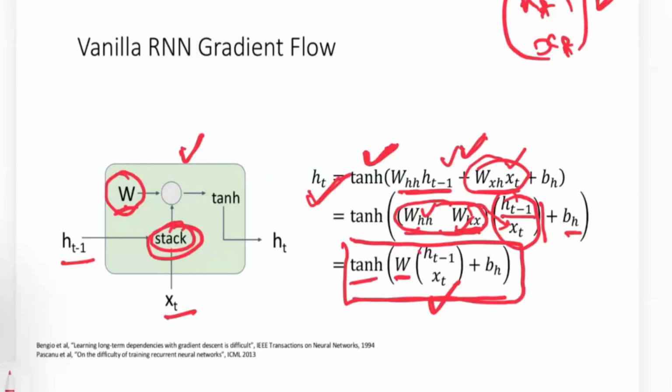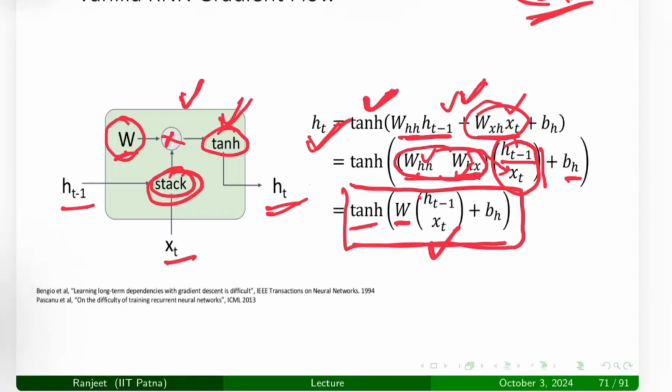And then at this point, you are applying that fully connected layer. So your W is getting multiplied with this, and after that you are applying tanh. Whatever output you get from this, you apply tanh over that, and that will give you s_t. So I have just written the same thing in a slightly different representation.